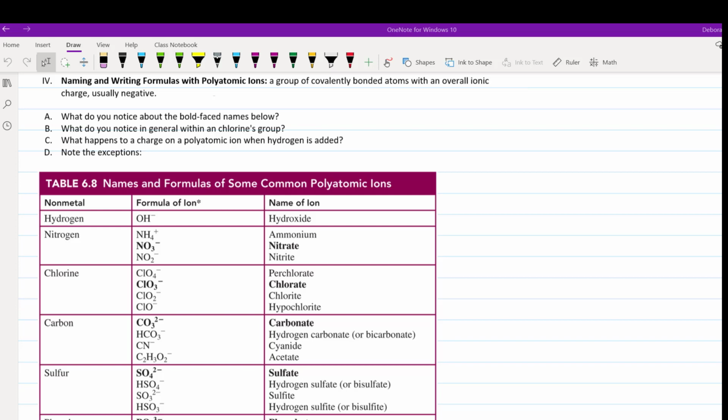This is part of summary notes for Chapter 6 on nomenclature. This video will cover naming and writing formulas with polyatomic ions. Polyatomic ions are a group of nonmetals. They're covalently bonded and they have an overall charge on them, usually negative. There's one positive polyatomic ion that you can scan the list below and find.